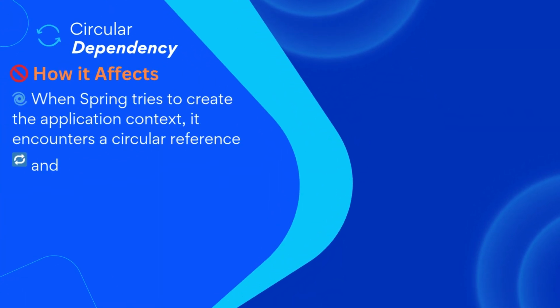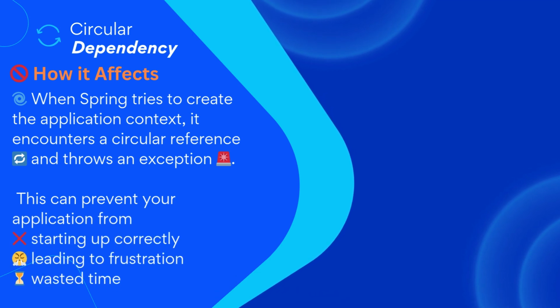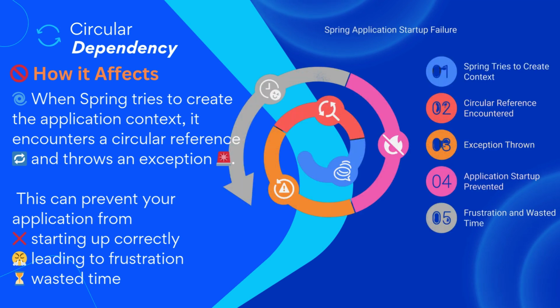When you run a Spring Boot application, Spring creates something called an application context. Think of this as a giant factory that builds and manages all the beans, your service, controller, repository, and so on. When Spring detects this circular reference during the context creation, it throws an error called BeanCurrentlyInCreationException. This error means your application won't even start. You will be staring at your console wondering what went wrong. It is frustrating and it eats up your time, especially if you are not familiar with how Spring manages its beans.